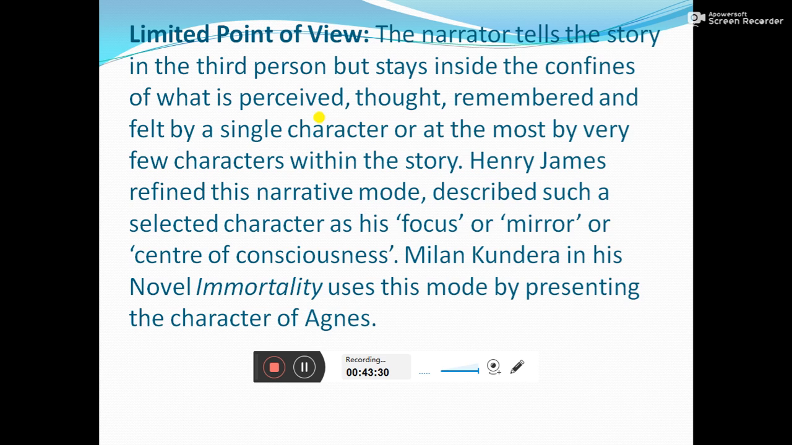Henry James, an American novelist, refined this narrative mode. He described such a selected character, whose thoughts and actions get represented by this limited point of view, as his focus or mirror or center of consciousness. That is, such a character is the focus of a novelist, a mirror of the novelist, or the center of consciousness. Milan Kundera, a Czech novelist from the Czech Republic, who writes in Czech as well as in French, in his novel Immortality uses this limited point of view by presenting the character of Agnes, who becomes the consciousness, the focus of the novelist.